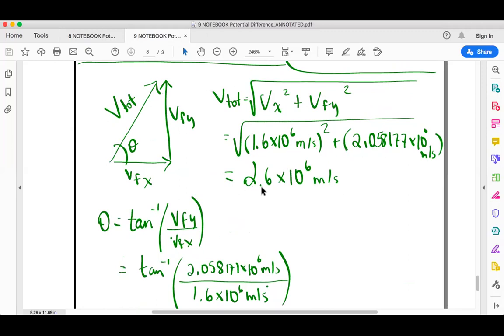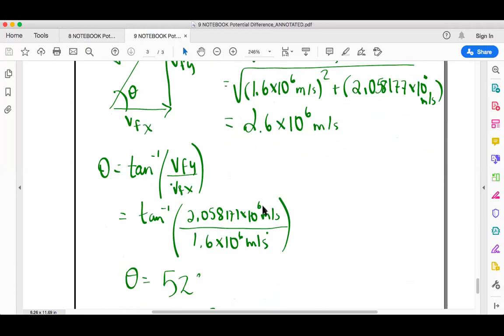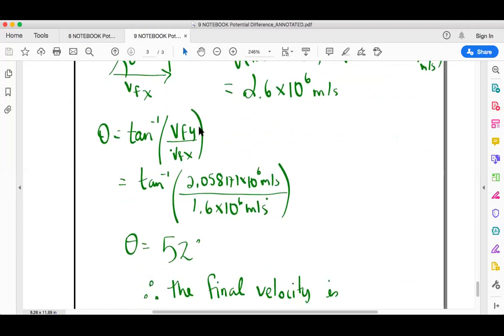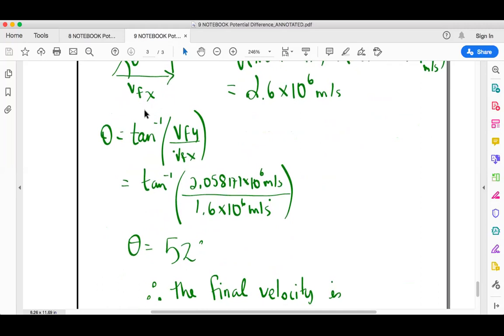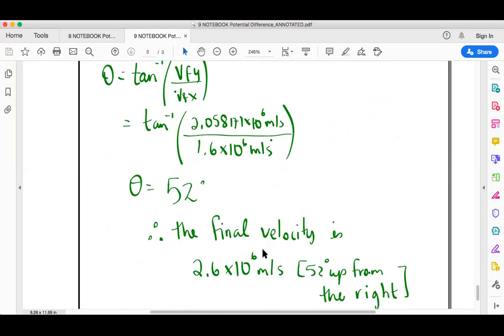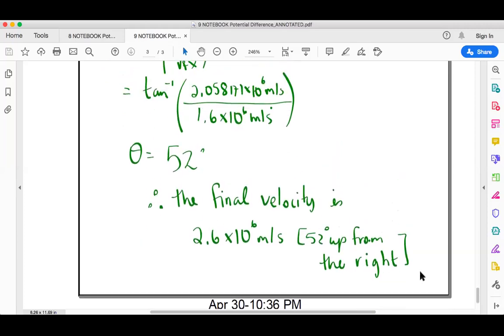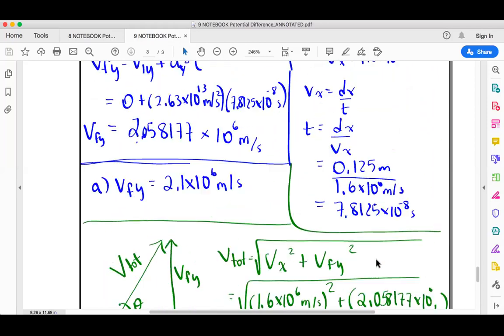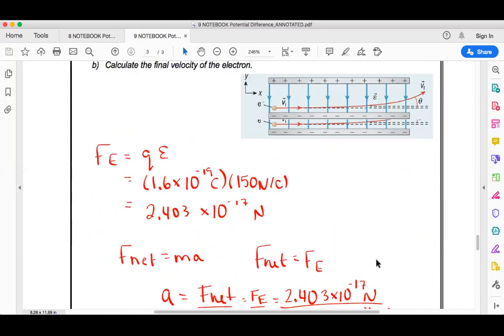And then we use the Pythagorean theorem to calculate the hypotenuse of this triangle, which is the components triangle of the final velocity vector. And then we can solve for theta, which is this angle here, using tan inverse, and we get 52 degrees. The final velocity is 2.6 times 10 to the 6 meters per second, which is 52 degrees up from the right, based on the diagram. So that word right is only relevant if you have or created a diagram.